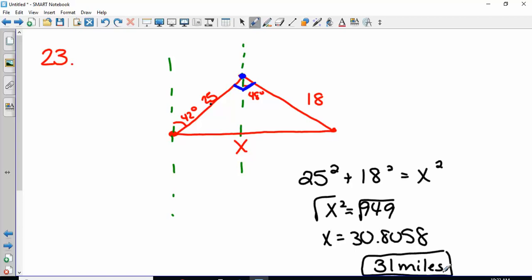Is there a chart to know which ones are bearing? Looking at the problem, when it says something like north 42 degrees east, that tells you it's bearing.